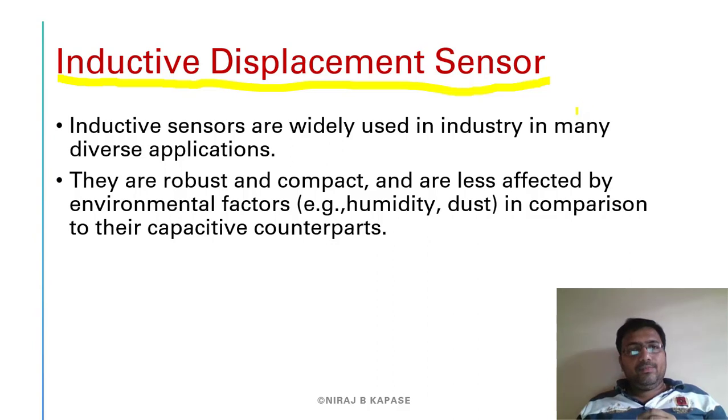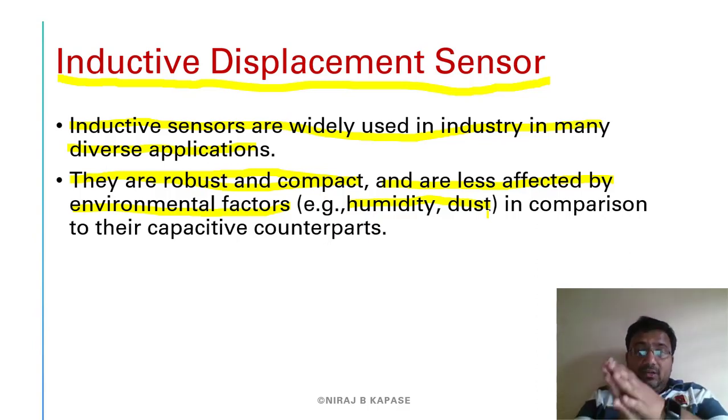Inductive displacement sensors are widely used in the industry in many diverse applications. They are robust and compact, and are less affected by environmental factors, for example humidity and dust. So this is the major advantage, that inductive sensors are less affected by humidity and dust.